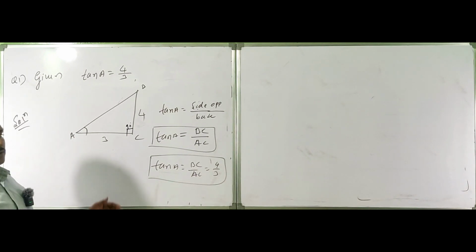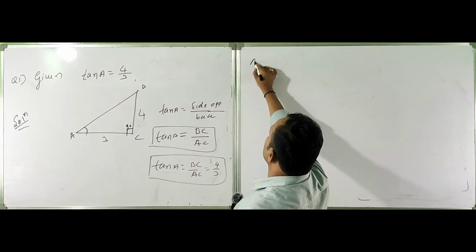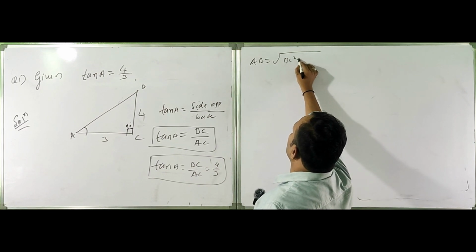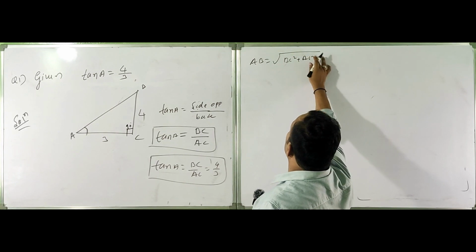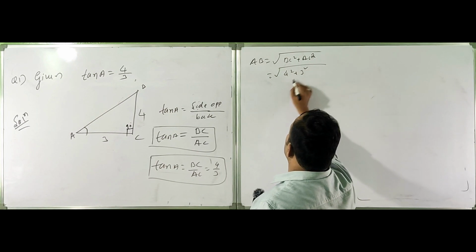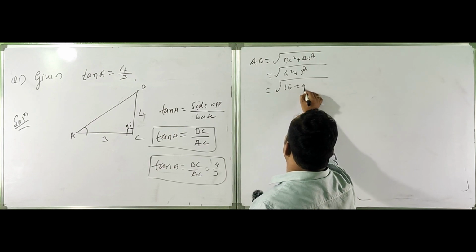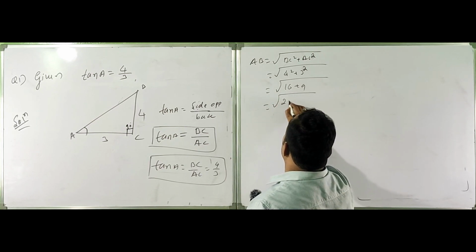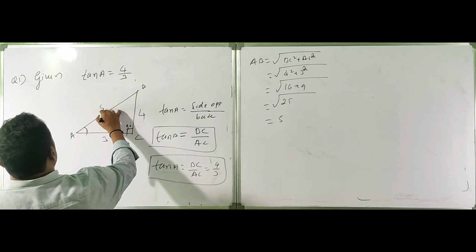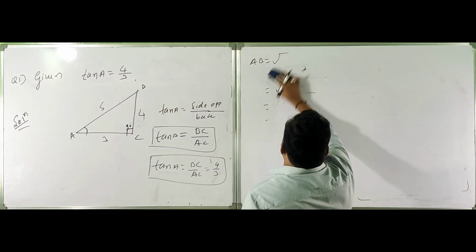Using Pythagoras theorem, we can find the third side. AB is the square root of BC square plus AC square, which is 4 square plus 3 square. 4 square is 16, 3 square is 9, the square root of 16 plus 9 is 25. We get the value 5. Therefore, AB is 5.